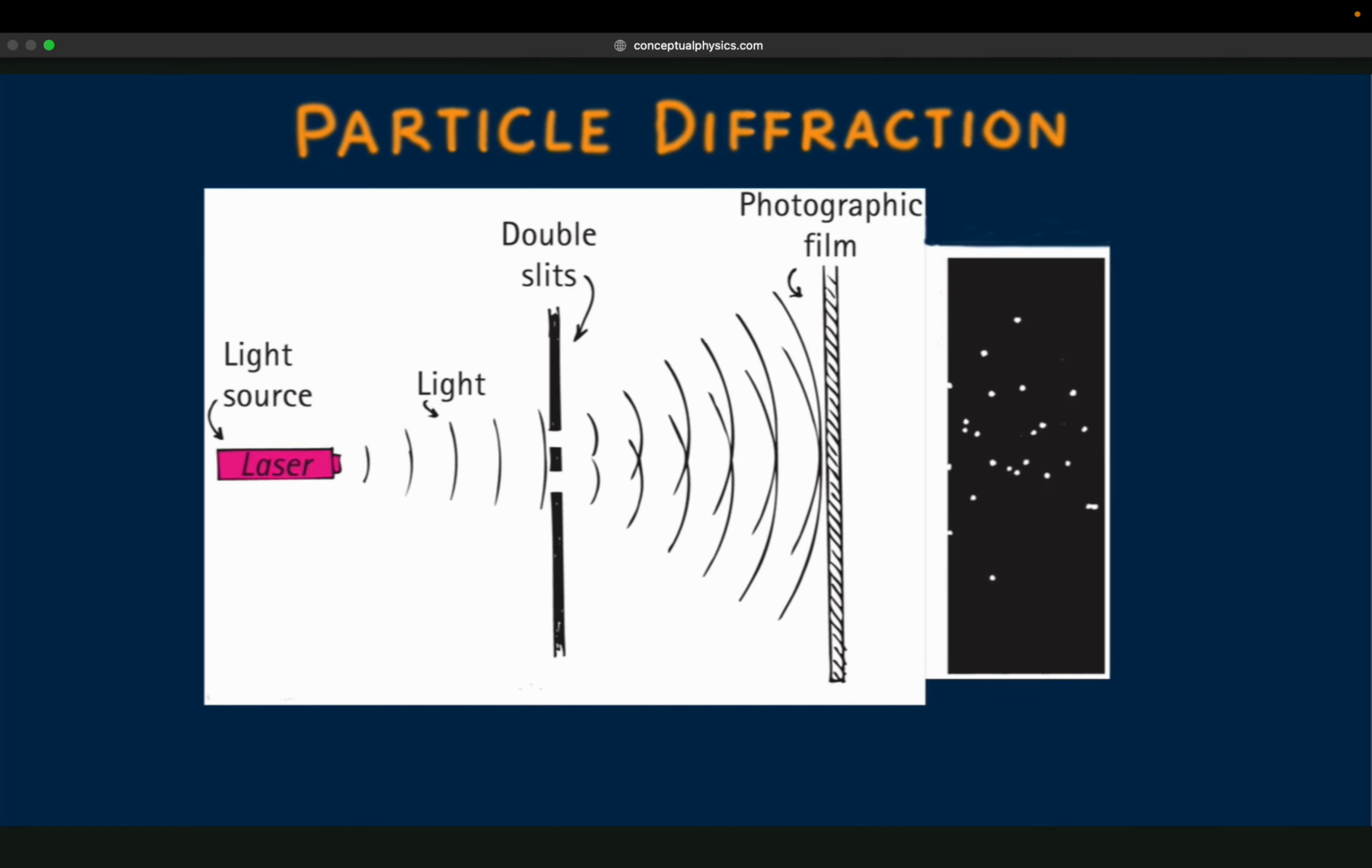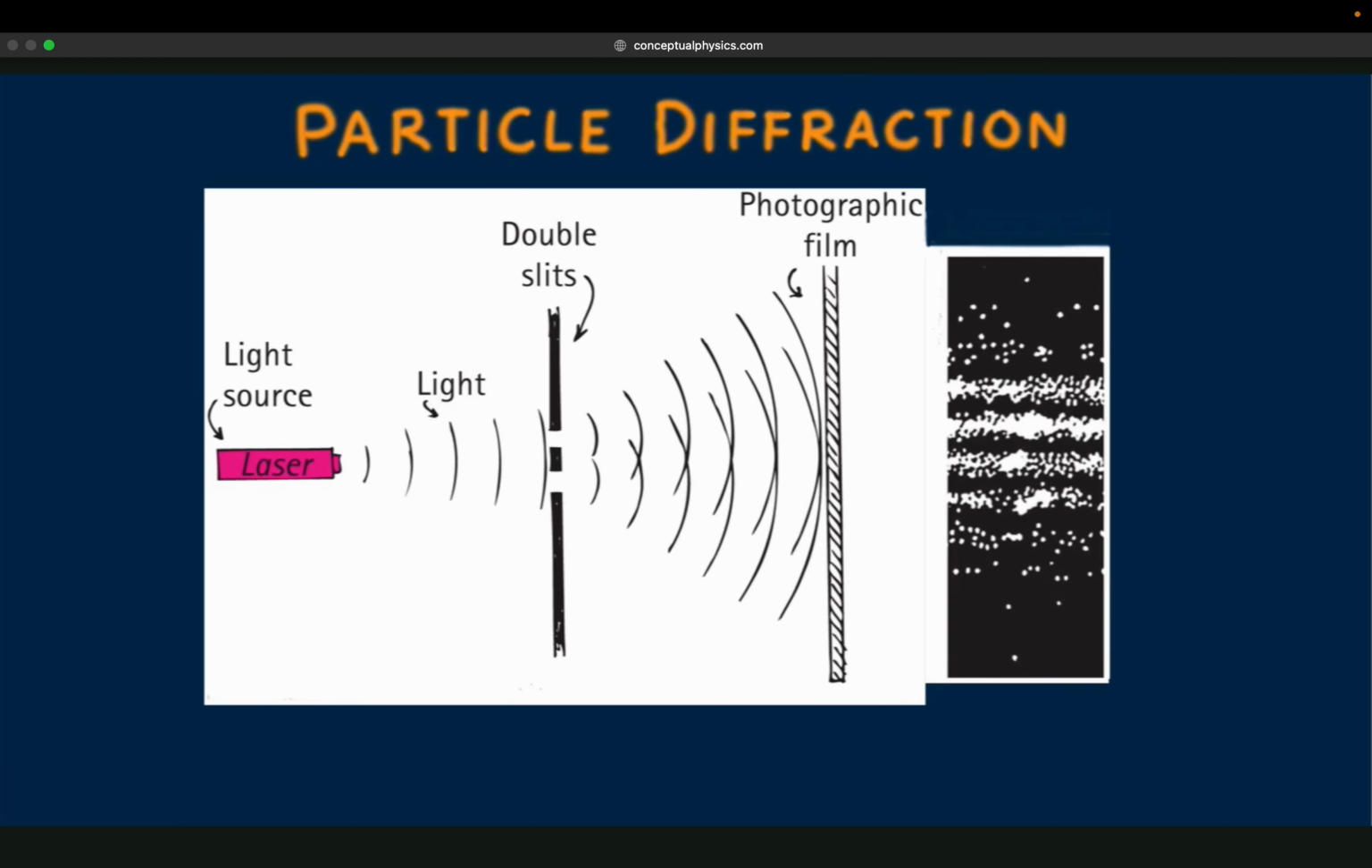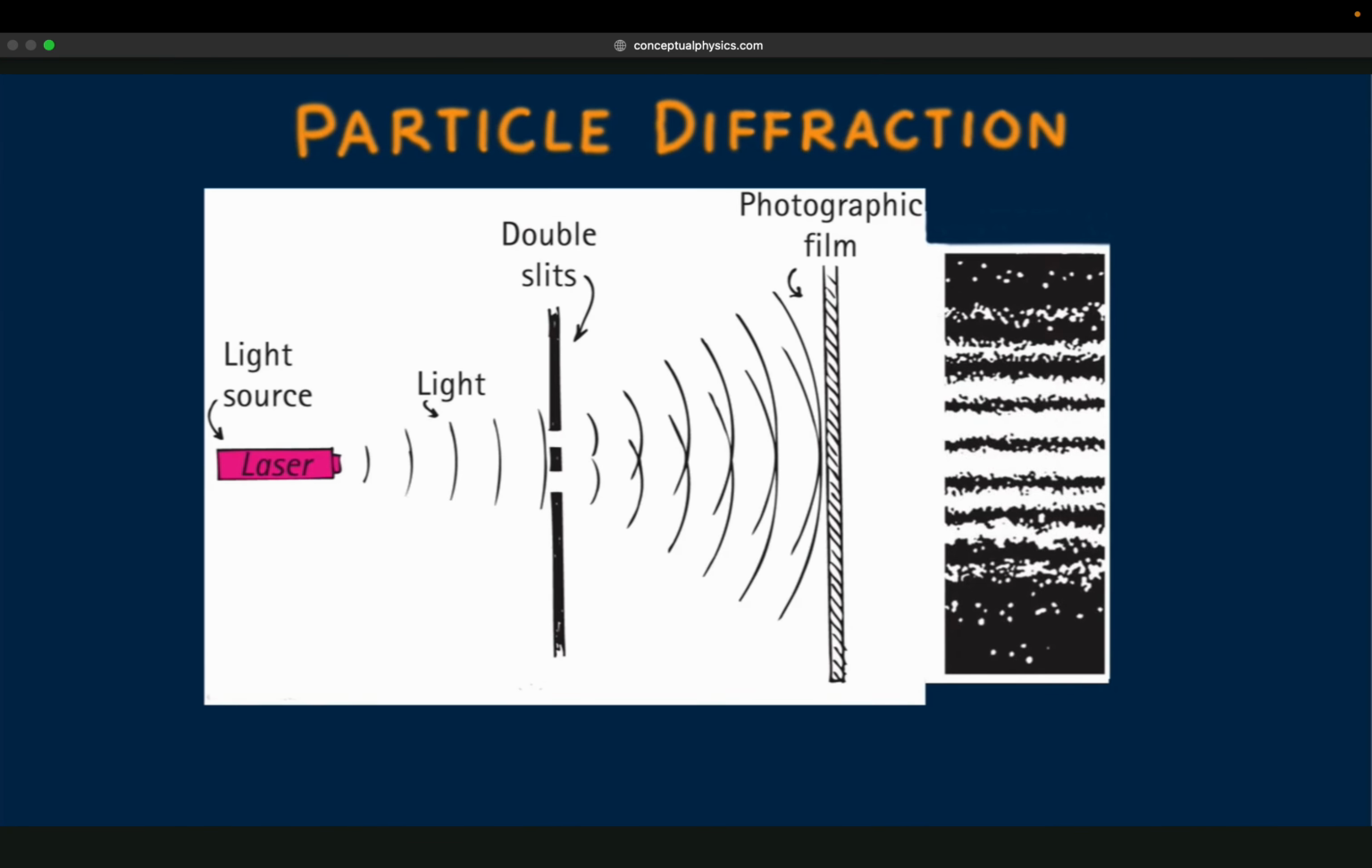If the exposure is for a longer time, a pattern of fringes begins to emerge, as we see here. This is quite amazing. Spots on the detecting surface are seen to progress photon by photon to form the same interference pattern characterized by waves.